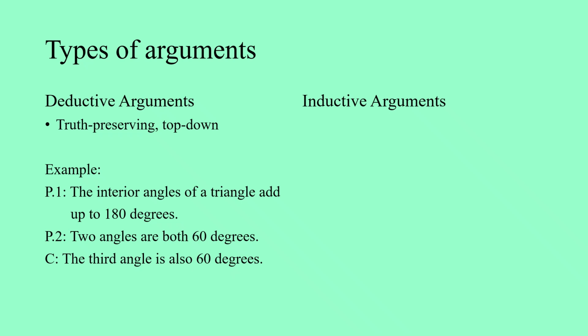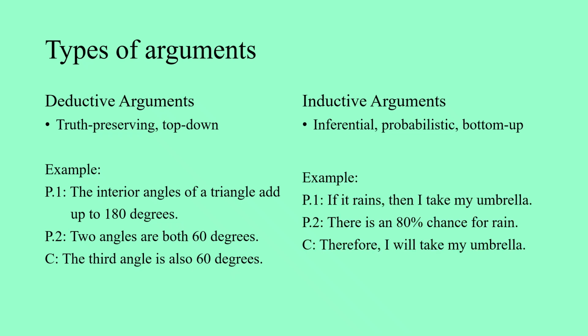On the other hand, inductive arguments are inferential and probabilistic. We also call them bottom-up, meaning that you have to piece the different things together. These are not necessarily truth-preserving, because sometimes you can have strong premises and a strong argument that doesn't end up being true in the end. So let me give you another example. If I were to tell you that if it rains, then I take my umbrella, and there's an 80% chance of rain, that's our second premise. Therefore, I will take my umbrella.